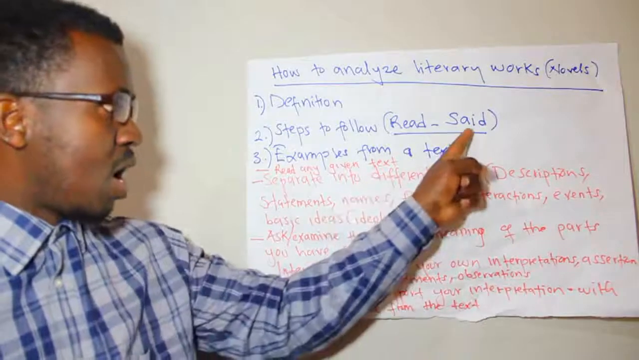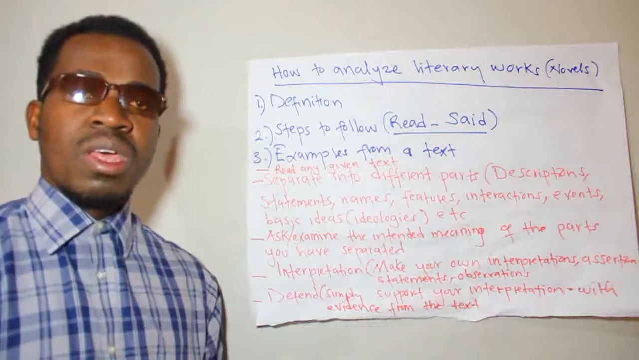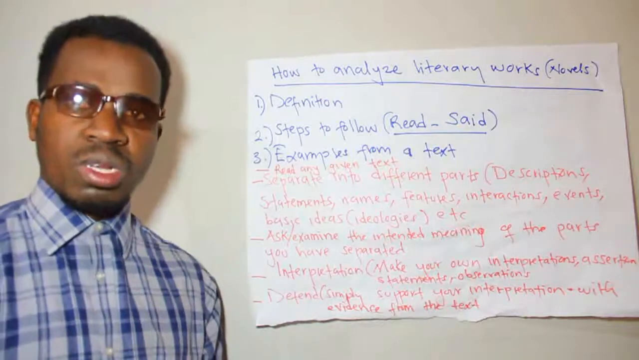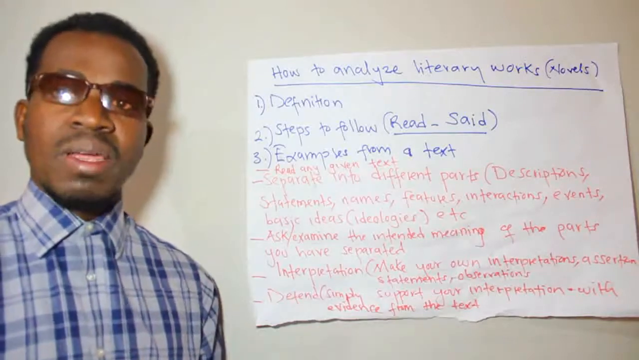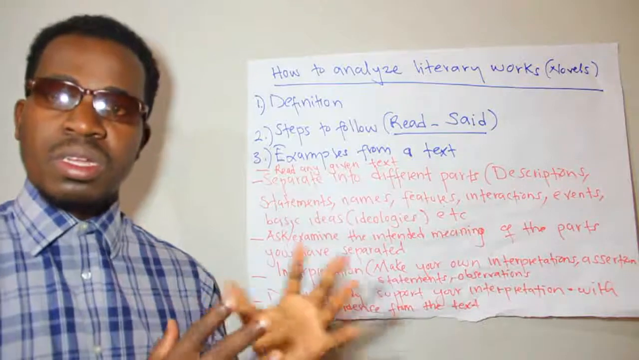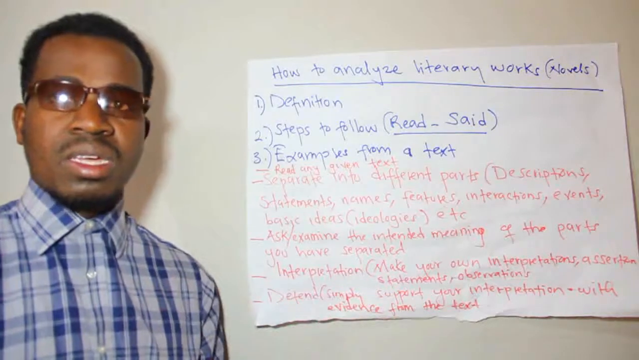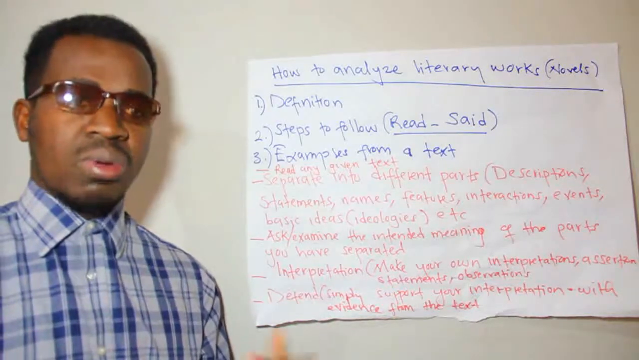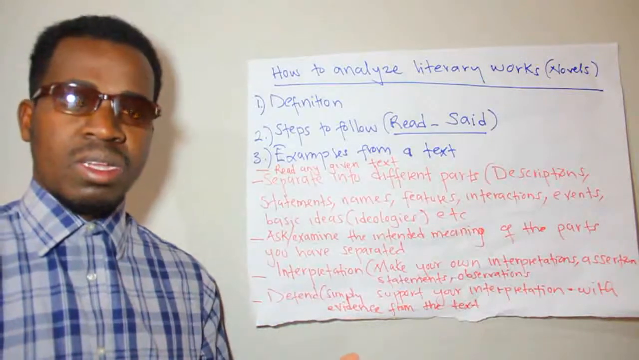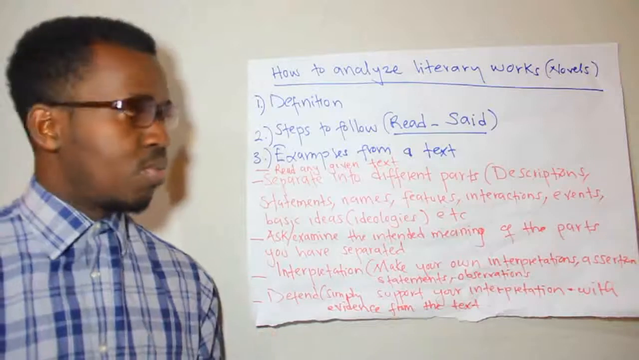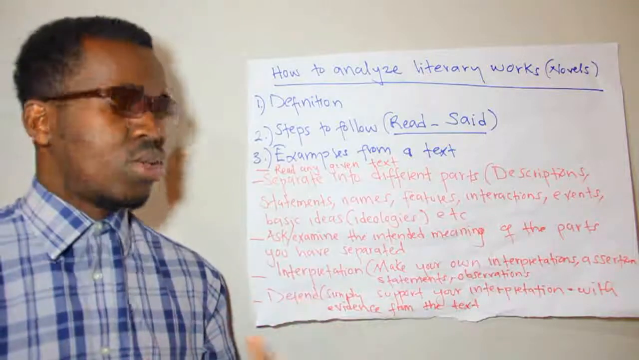Then we also have the I, which is to interpret. By that we mean you come up with your own conclusions based on what you think could be the intended meaning or the meaning beyond these descriptions, these interactions between and among characters, these events and the like. So you make assertions or statements. In other words, you are now deriving what we call themes from the text itself. That is the I.